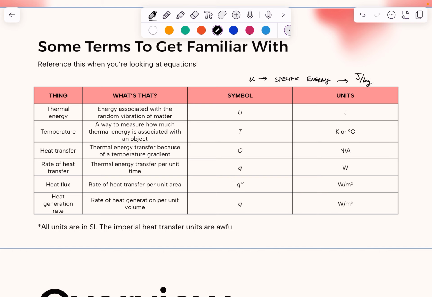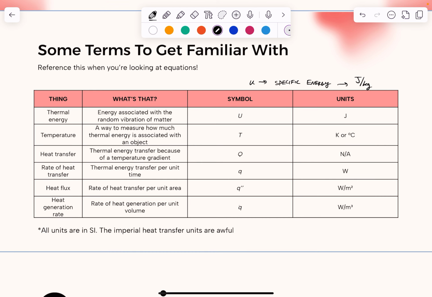But anyway, you'll learn more about that when you take your thermo classes. But yeah, so that's thermal energy, the random vibration of matter. You also have temperature, which is a pretty straightforward unit, and it's the way that we measure the thermal energy that's associated with an object. That's how hot it is.